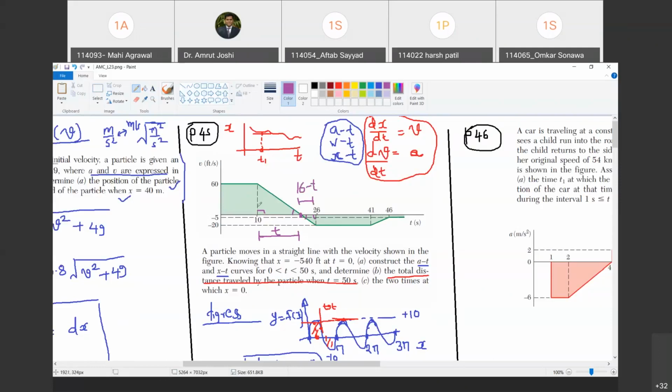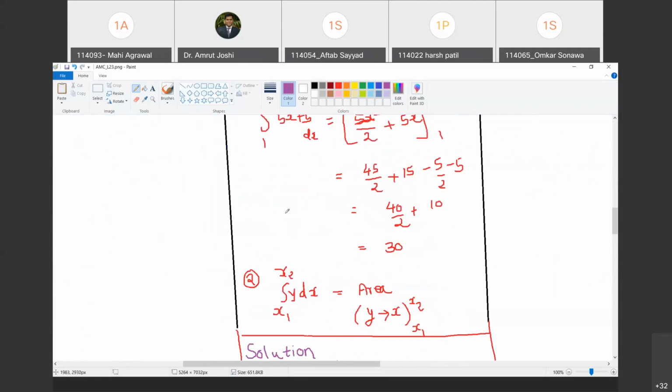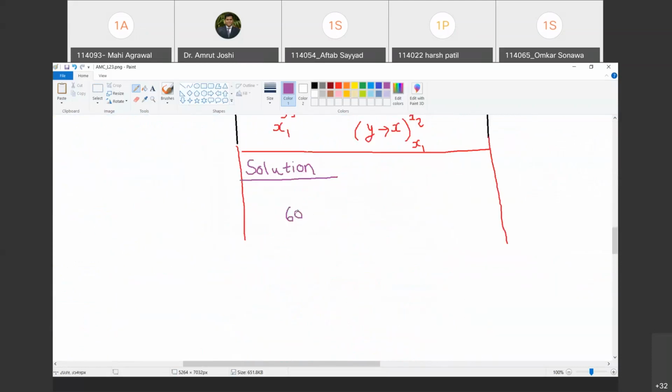Yes, sir. And by similarity of these two triangles, can I write this? 60 upon t, because this is 60. Happy? Yes, sir. 60 upon t must be equal to, this distance is 20. Are you with me? Yes, sir. 20 upon 16 minus t. Happy? Yes, sir. So 60 upon t must be equal to 20 upon 16 minus t. Solve this on the calculator and tell me the value of t.